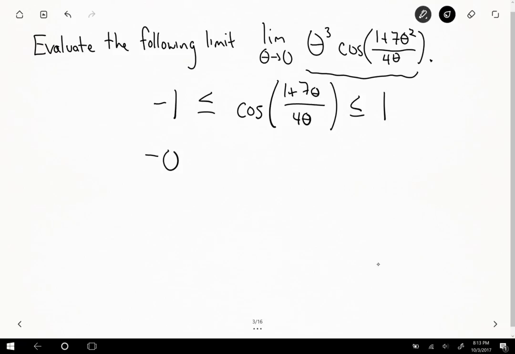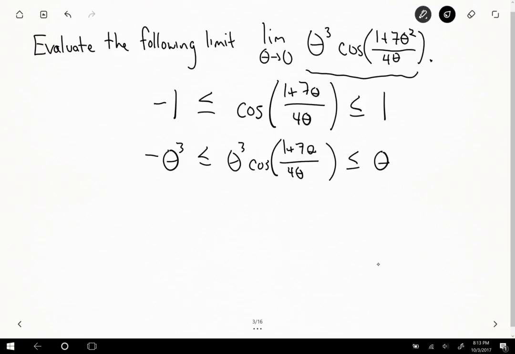So that we get negative theta cubed is less than or equal to theta cubed cosine of 1 plus 7 theta squared over 4 theta, and that is less than or equal to theta cubed.